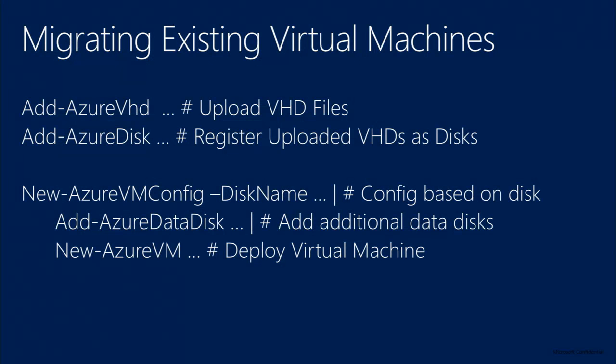So a path you could use to migrate a full VM is Add-AzureVHD, Add-AzureDisk, and then pass the disk name to New-AzureVMConfig instead of an image, and the VM will literally boot off that disk instead of provisioning from an image. So let's show a real quick demo on VHD mobility.